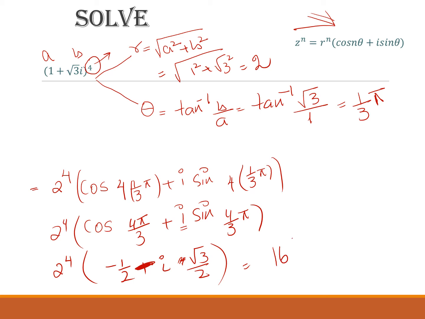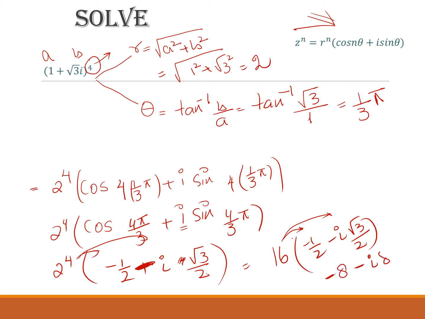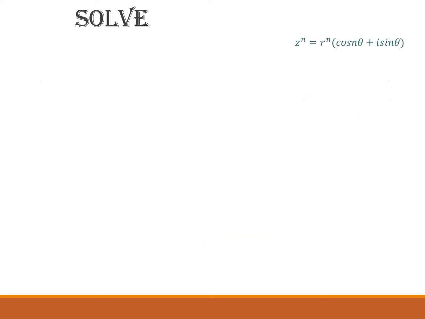And then if you want to open it, 16 times negative half, negative i square root 3 over 2. Now distribute the 16 with everything. So you will get negative 8, negative iota 8 square root 3. That's all. Let's take one more example.